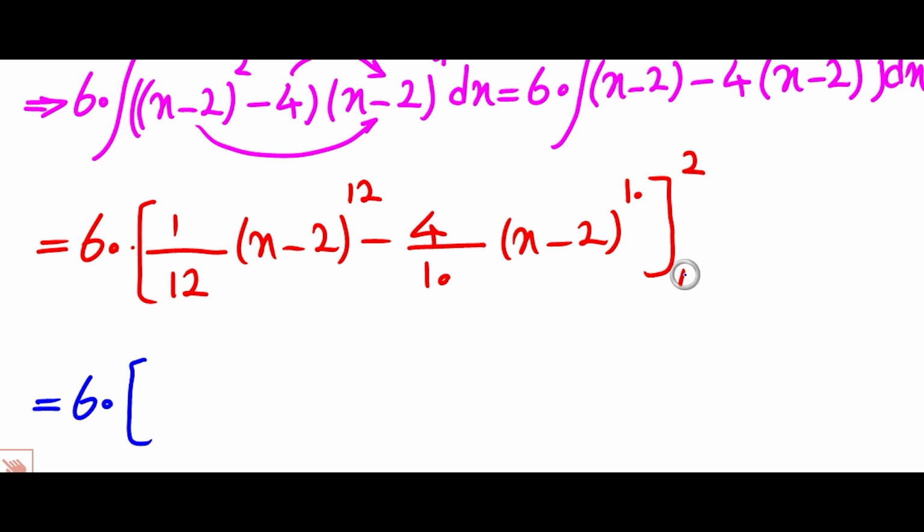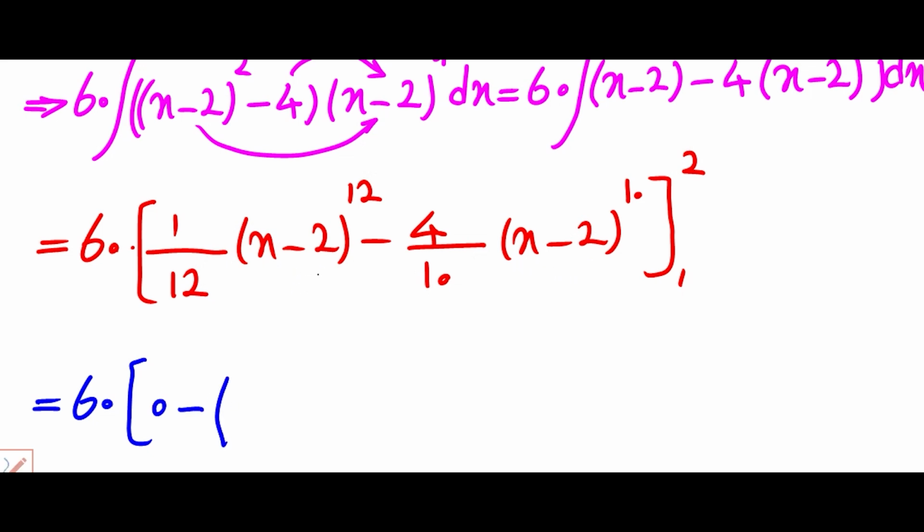Now evaluate at the bounds. At x equals 2, x minus 2 is 0. So here is 0, here is 0. So at x equals 2, the answer is 0.